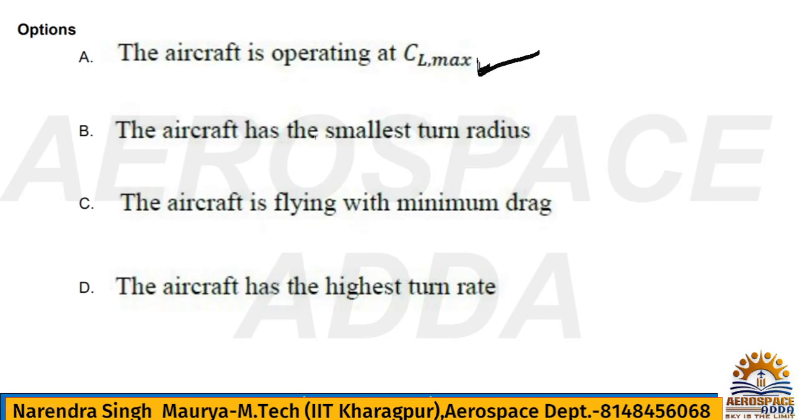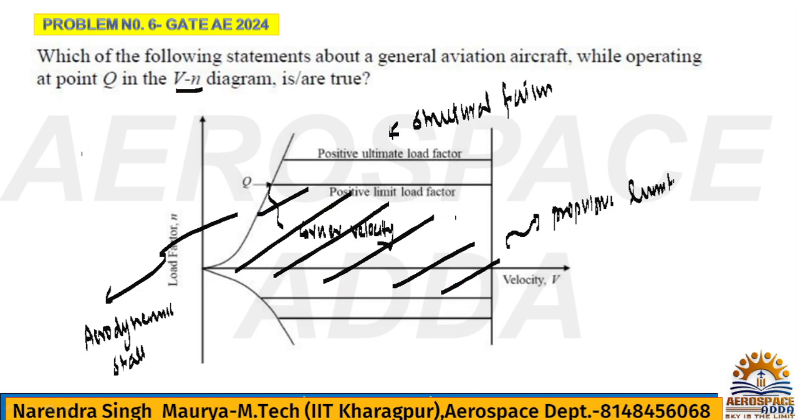Now the rest are talking about the smallest turn radius, the turn rate, and minimum drag. Three options we have. Check, because it is an MSQ question, multiple select question. That means more than one option can be correct. So don't think, okay, option one is correct, then you just leave. No, read the problem properly. MCQ means multiple choice question, only one option will be correct. MSQ means multiple select question, more than one option will be correct. You need to remember that in the exam, right?